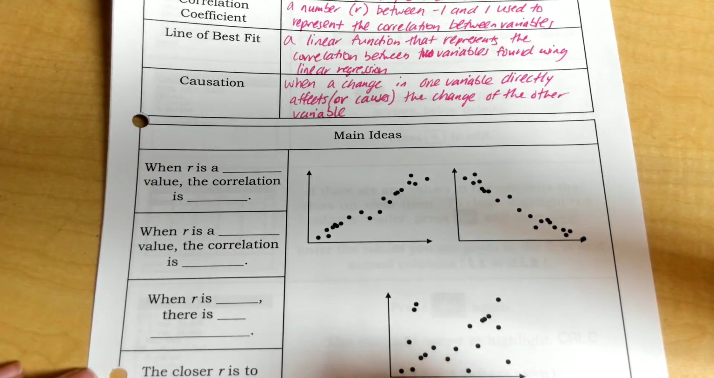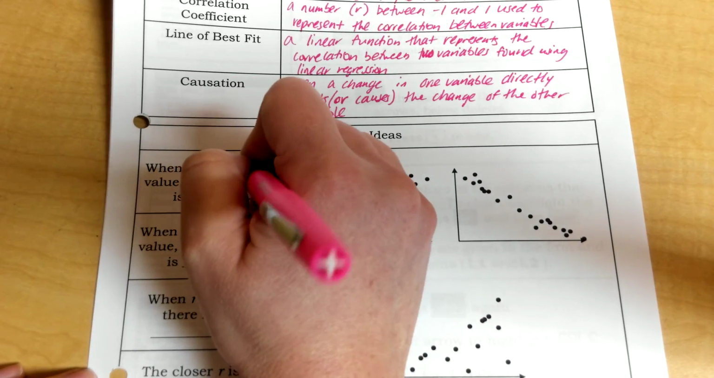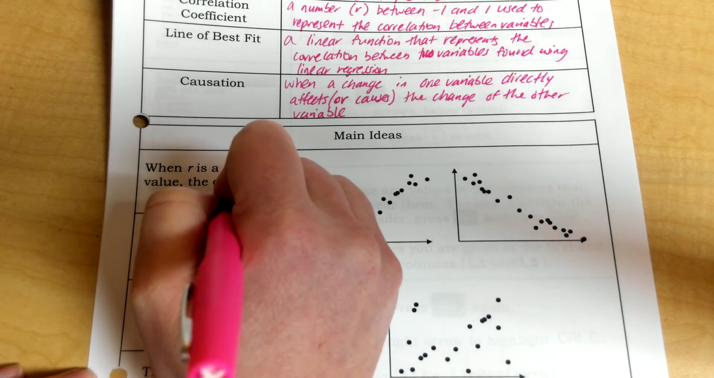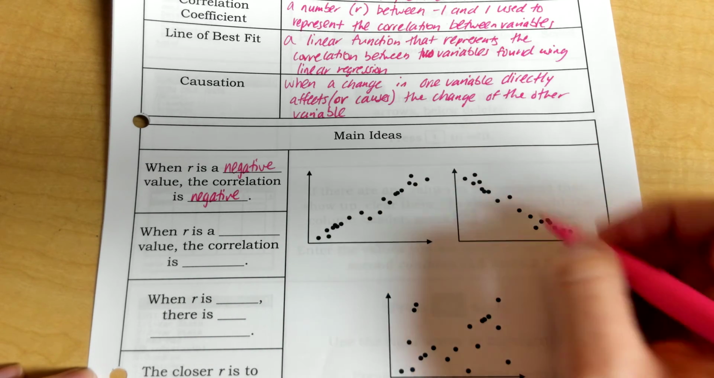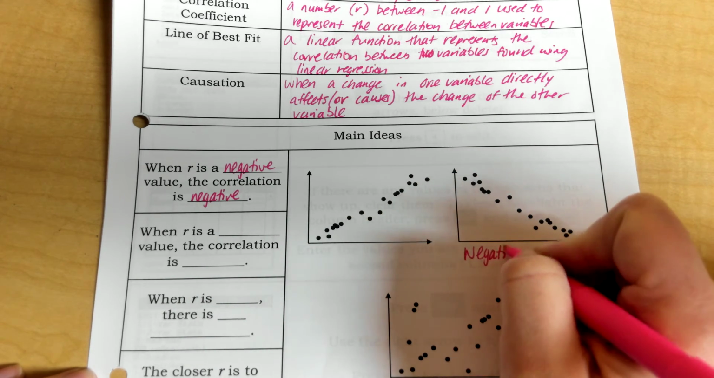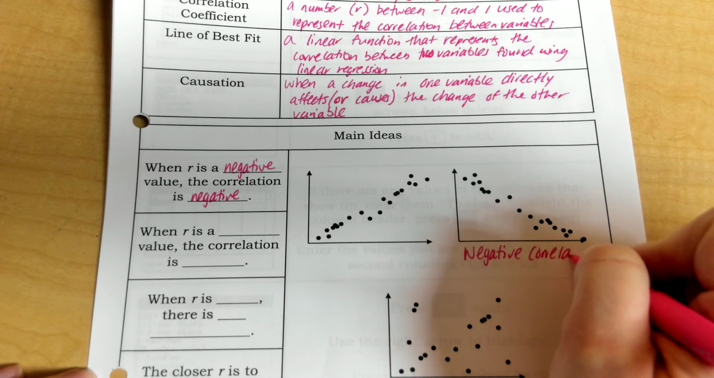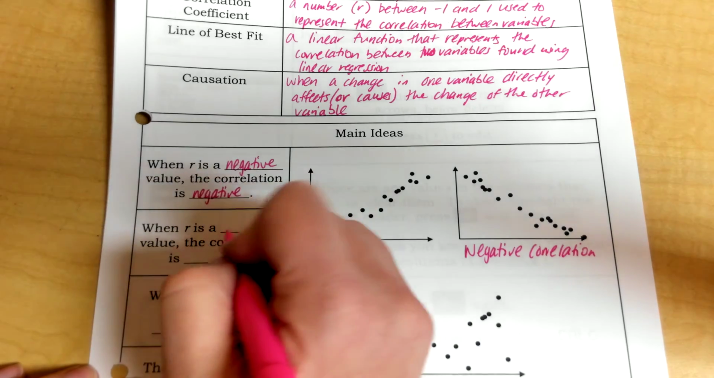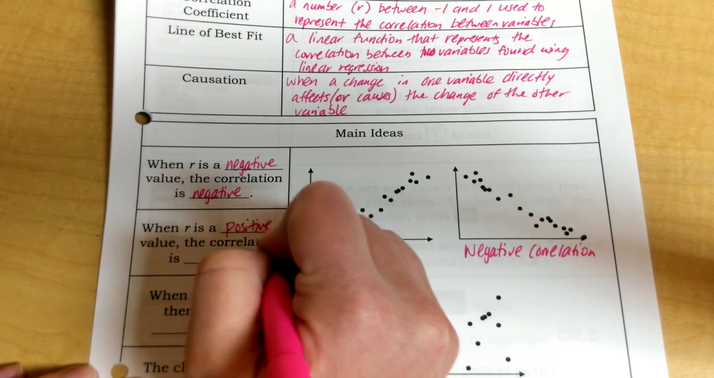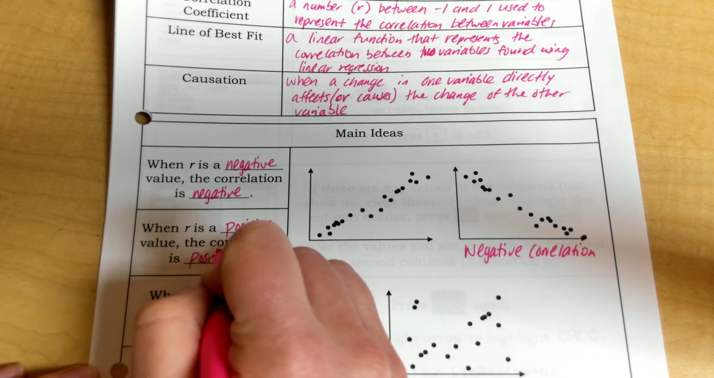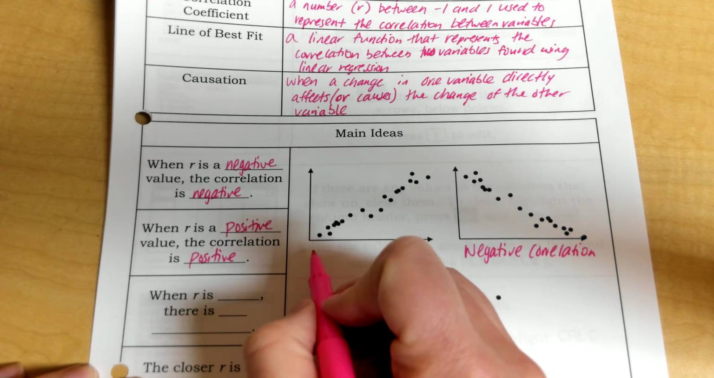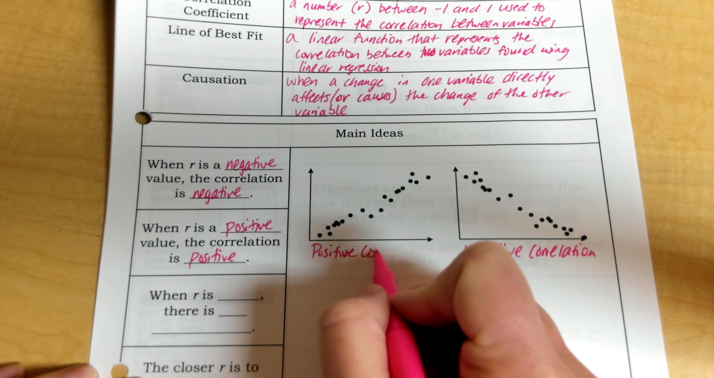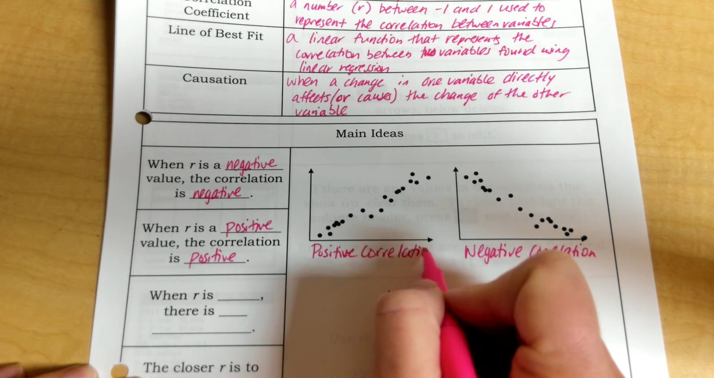Alright, so we've got a few different things. When R is a negative value, the correlation is negative. So an example of that would be something like this graph here. This is a negative correlation. Notice how the points are moving downward. Okay. When R is a positive value, the correlation is positive. And so that's going to be this example here, a positive correlation. They're moving in a positive direction.